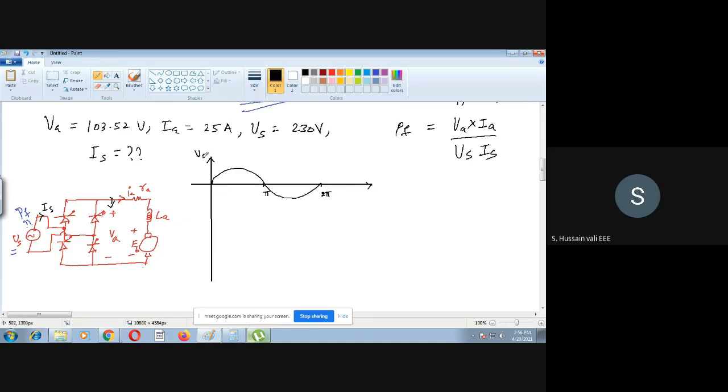This is the supply voltage Vs. Now I am going to draw the current waveform, the IA current waveform. I will tell you why I'm drawing the IA current waveform here. What is the IA current waveform here? Please see.